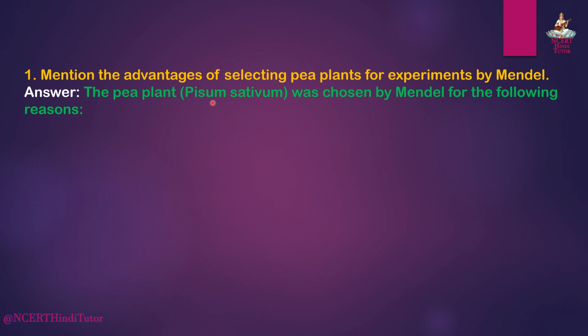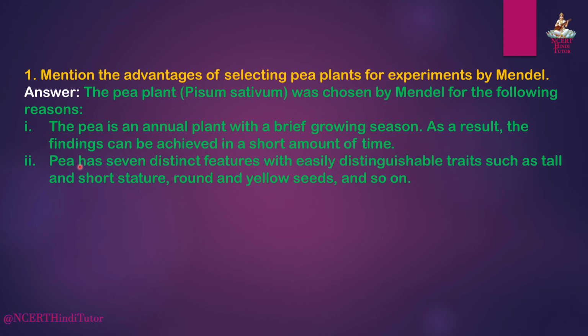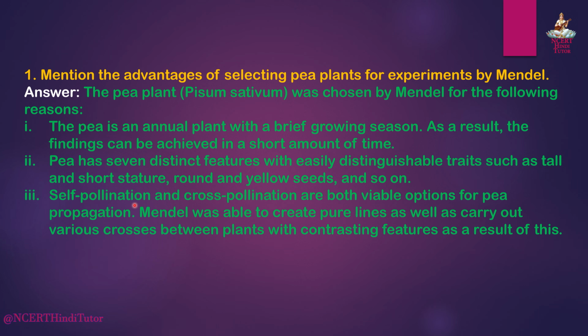Answer. Pisum sativum was chosen by Mendel for the following reasons. First, the pea is an annual plant with a brief growing season. As a result, the findings can be achieved in a short amount of time. Second, pea has 7 distinct features with easily distinguishable traits such as tall and short stature, round and yellow seeds, and so on. Third, self-pollination and cross-pollination are both viable options for pea propagation.